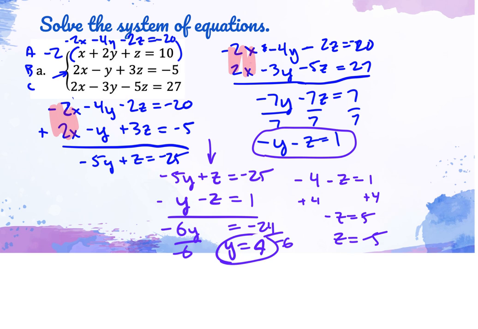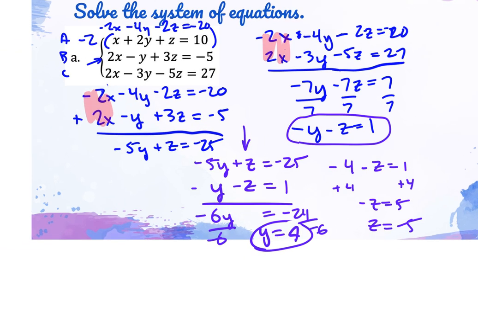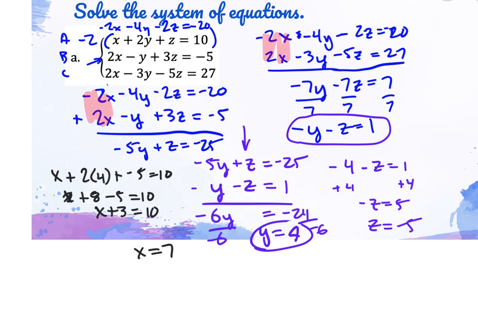Then work your way all the way back to x, and you can figure out x however you want to. You can plug it in wherever you want. So if I say x plus 2 times 4 plus a negative 5 equals 10, then x plus 8 minus 5 equals 10. So x plus 3 equals 10, so x is going to equal 7. My final answer is going to be 7, 4, negative 5.